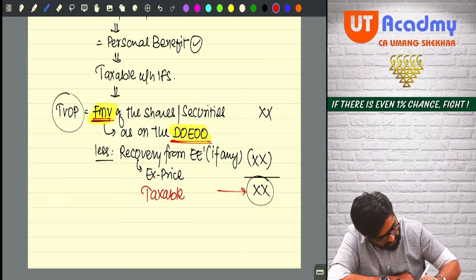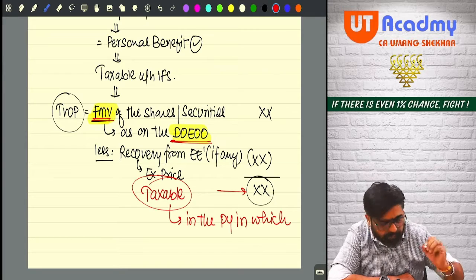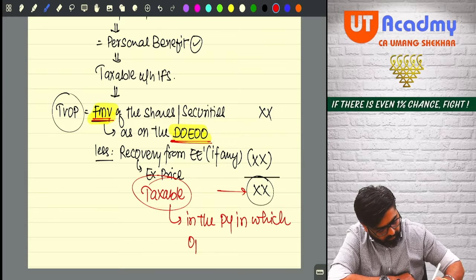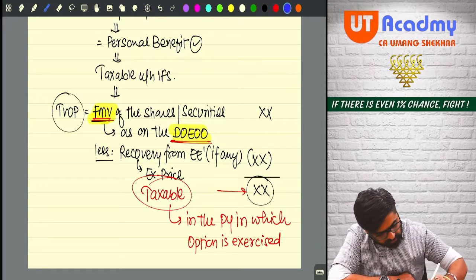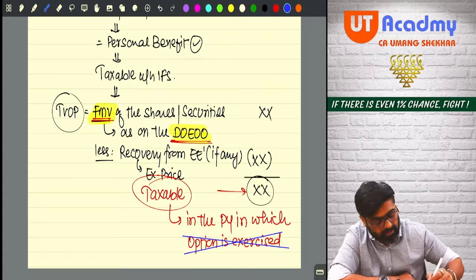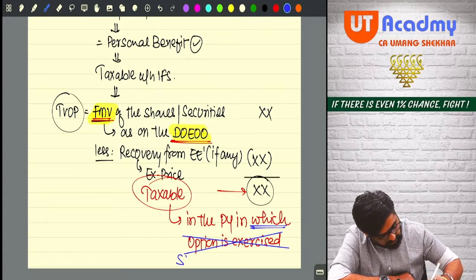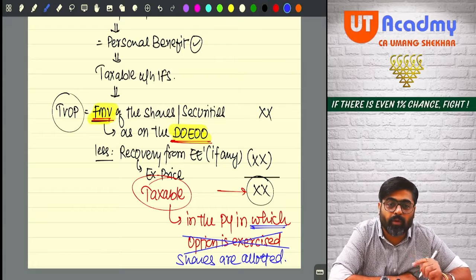taxable, and this will be taxable in the previous year in which option is exercised. The answer is no. It will be taxable in the previous year in which shares are allotted. So now there will be one more date which will be given in the question. Date of allotment of shares.